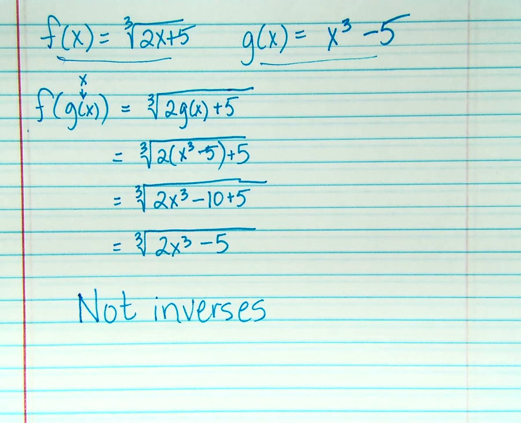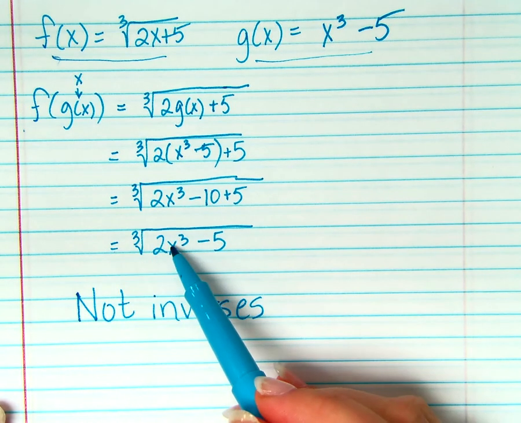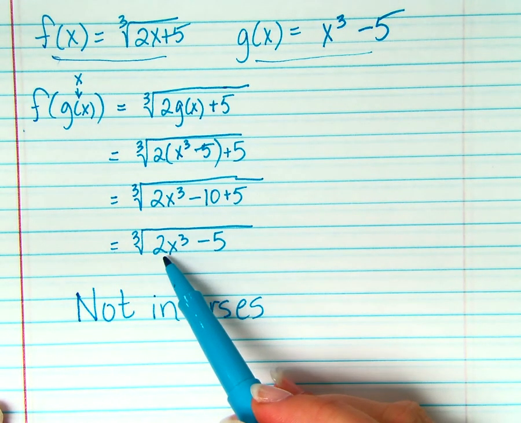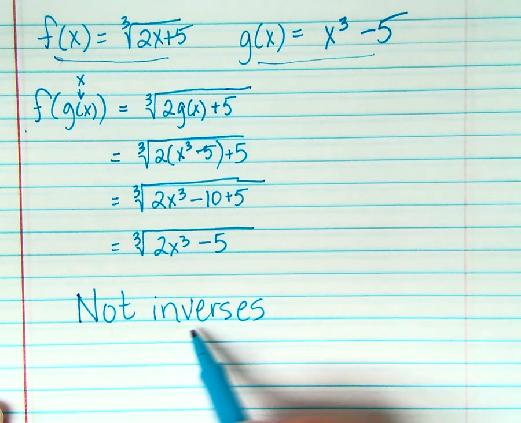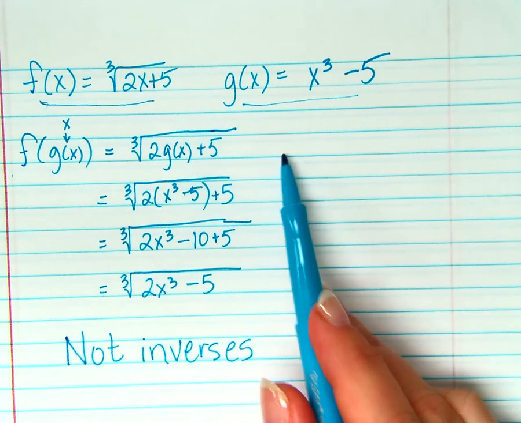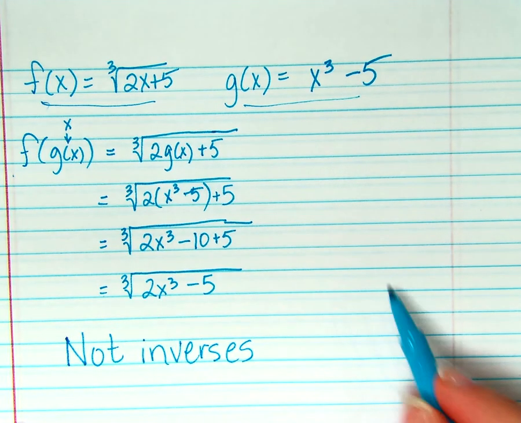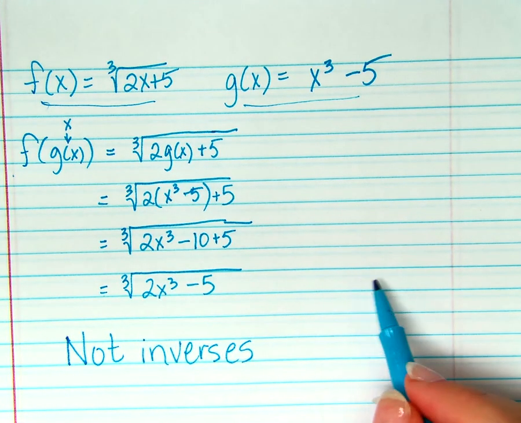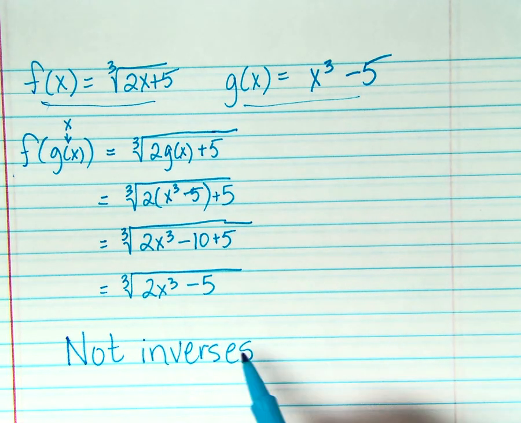Okay. What would I do if I did all this work and I got equals x? Would I write yes inverses? Or would I have to go do g of f of x? Yeah, that's exactly right. I'd have to go do g of f of x. And then when I did that, I would have to get it equal to x. And if both of them are equal to x, I get yes inverses.